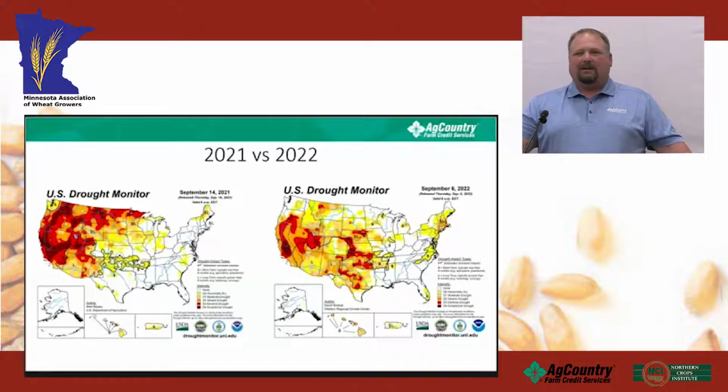What could we possibly end up with? 2022, obviously spring, wet, right? All of a sudden we're talking prevent plant. So going from the worst droughts we've got across the state of North Dakota into prevent plant in the spring of '22. And where do we sit today?